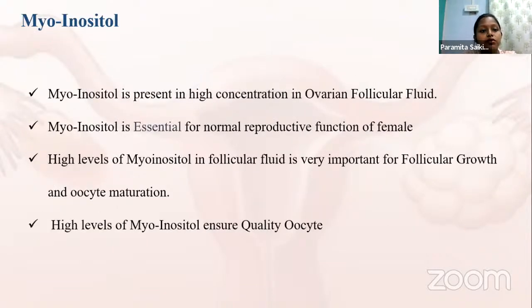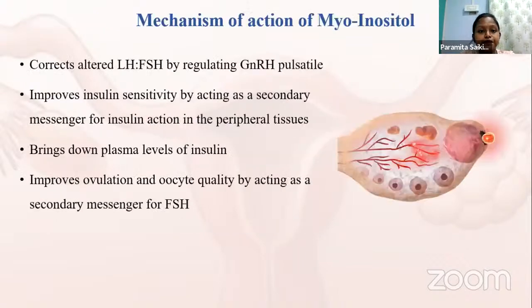Next, we have myoinositol. Myoinositol is present in high concentration in ovarian follicular fluid. Myoinositol is essential for normal reproductive function of the female. High levels of myoinositol in follicular fluid are very important for follicular growth and oocyte maturation. High levels of myoinositol ensure quality oocyte.